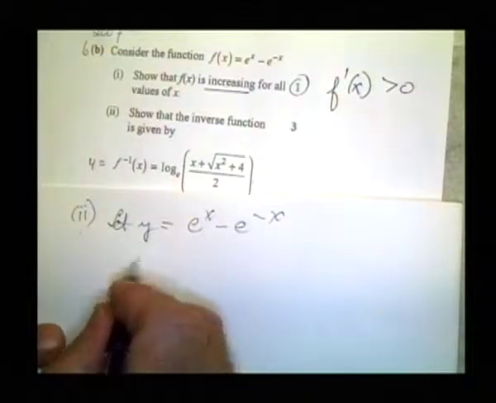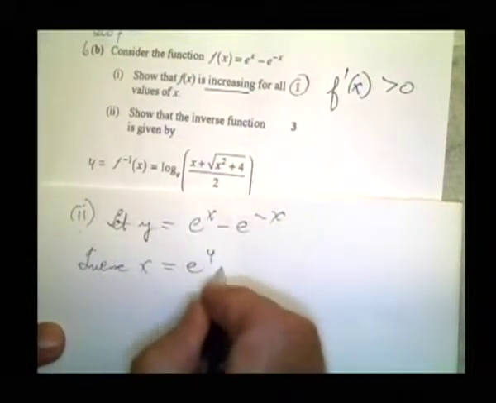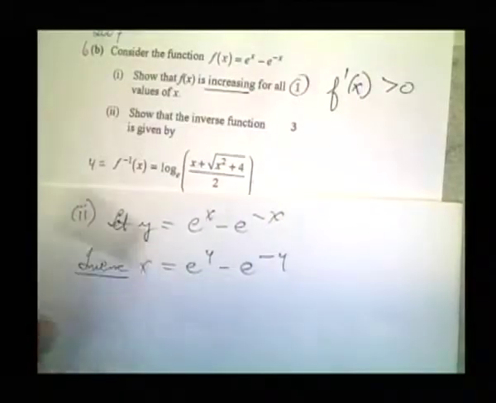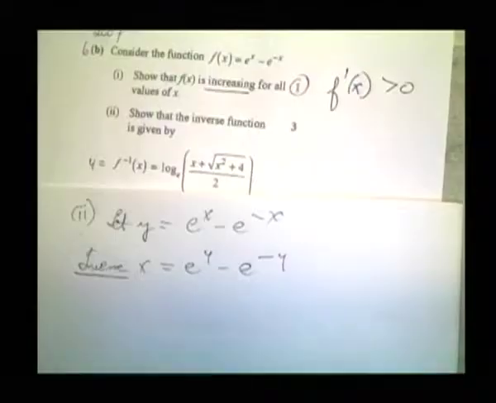The inverse, and write the word inverse down, is x equals e to the y minus e to the minus y, and that's the answer. The only difference is that instead of putting it in what we call possibly implicit form, we'd have to make y the subject. Most students understand you've got to make y the subject.